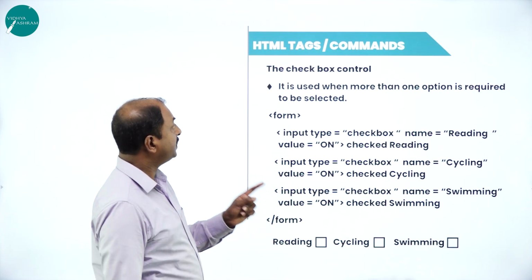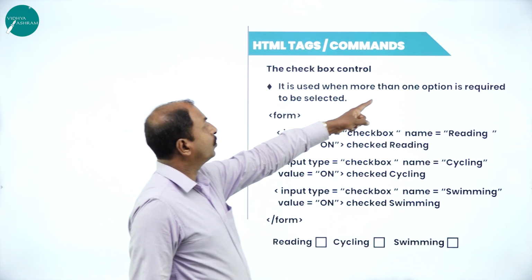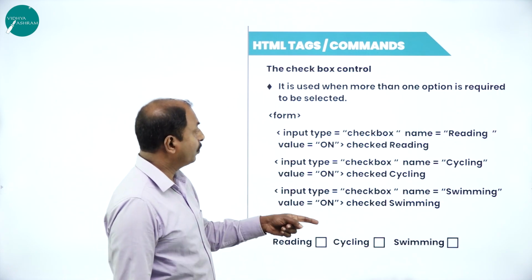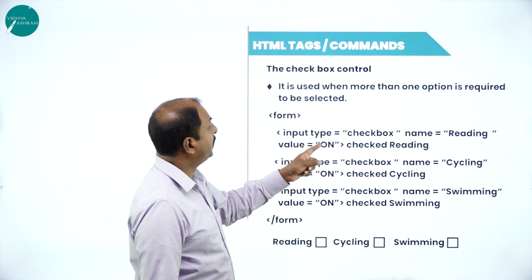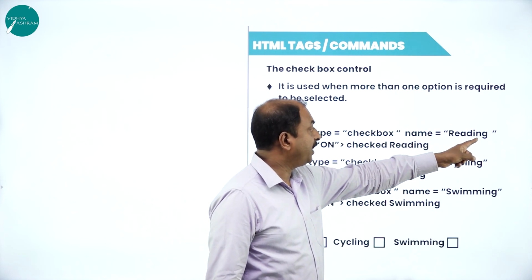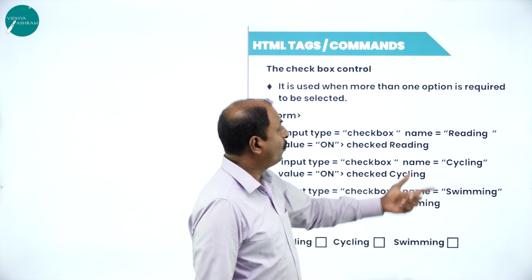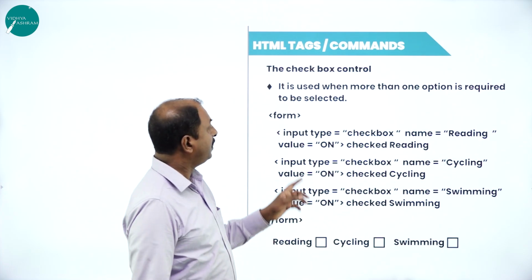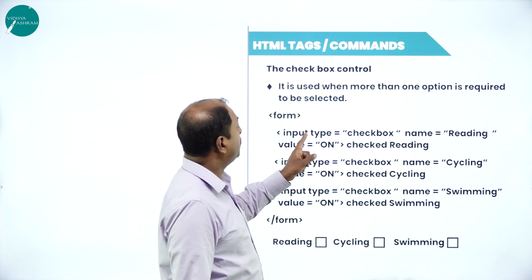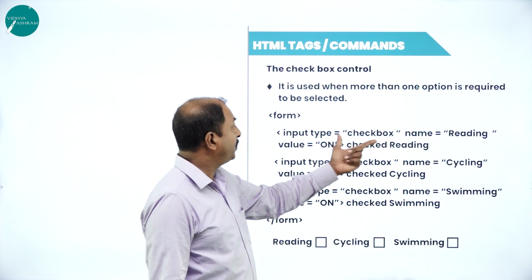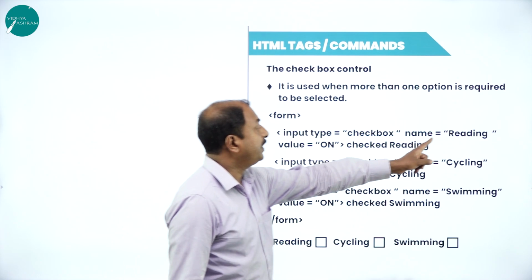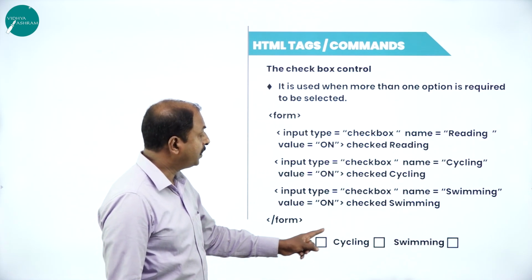Now look at the syntax and definition of this. It is used when more than one option is required to be selected. Just now I told the definition. Look at the syntax here. Input type equal to checkbox. This is the checkbox. Name equal to reading. See, this is what we are going to define: one checkbox for reading, and value is on, checked reading. So what is the meaning here? Whenever you say input type equal to checkbox, it defines one checkbox and the name is reading. So we are getting a reading checkbox.